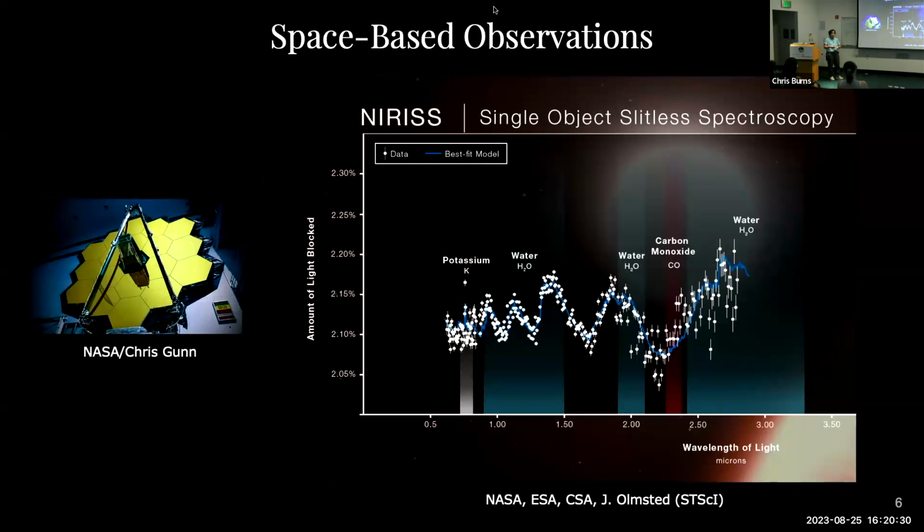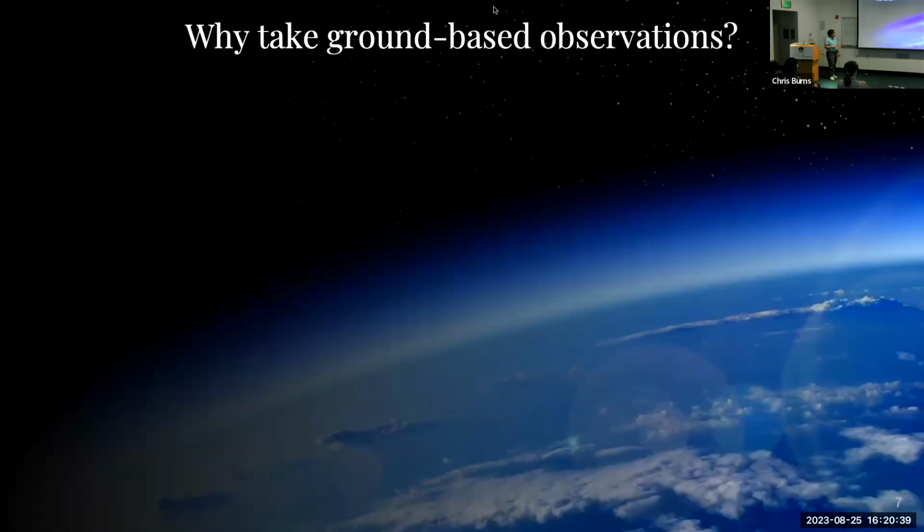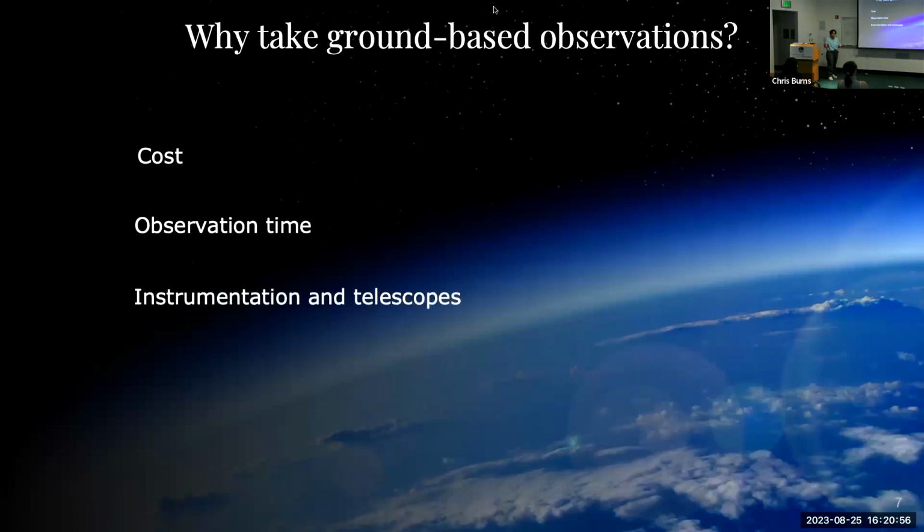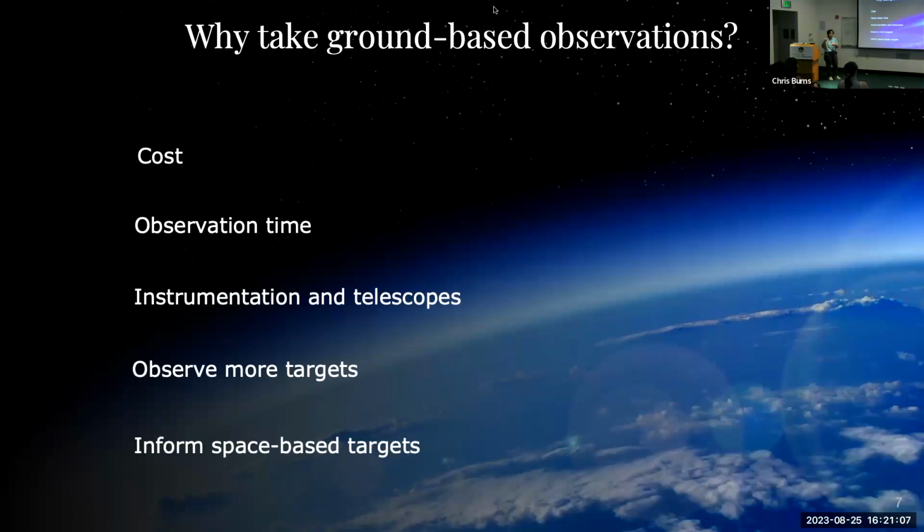James Webb is observing a wide variety of targets and not just exoplanets. So it makes it difficult to observe a large number of exoplanet atmospheres. So this opens up the option of maybe investigating ground-based observations of exoplanet atmospheres. And this has a couple of advantages. It's significantly more cost-effective. We have more access to observation time, maybe being able to observe night to night. We have access to instrumentation and telescopes on Earth and the potential to build more instrumentation if we need it. And we can observe more targets in total. Ground-based observations could also potentially inform space-based observations in the future.